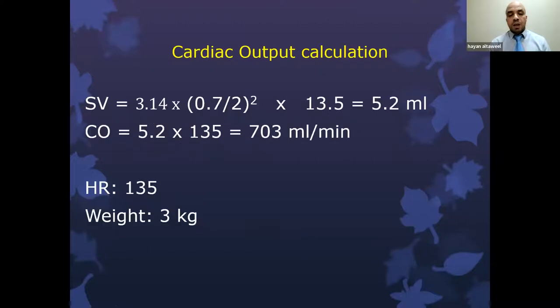We spoke about it. We will apply the numbers we got before in calculation of the stroke volume, then the cardiac output. So it equals 3.14, multiplied by the diameter of the LVOT, which we got as 0.7 centimeter, divided by 2, squared. Multiply by 13.5, which is the VTI. The formula gives us a stroke volume of 5 ml. So the cardiac output for a given heart rate of 135 will be 5.2, stroke volume multiplied by the heart rate, which is 703, for example, ml per minute.